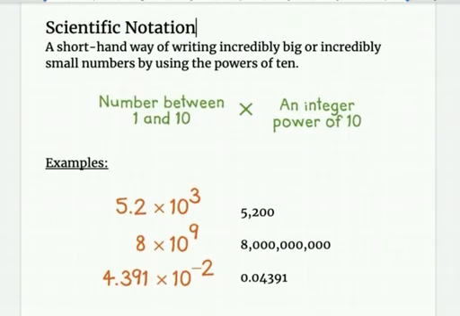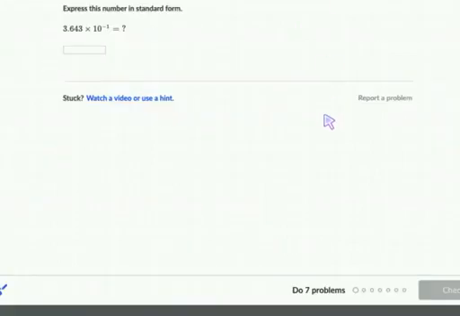Let's go over some examples. Here is an example from scientific notation. Express this number in standard form. So they want you to write it out without the scientific notation, with the commas. So go ahead and pause this video, see if you can try it on your own.